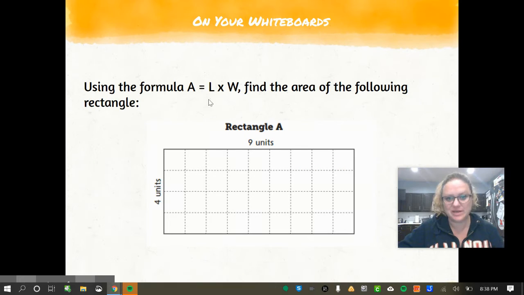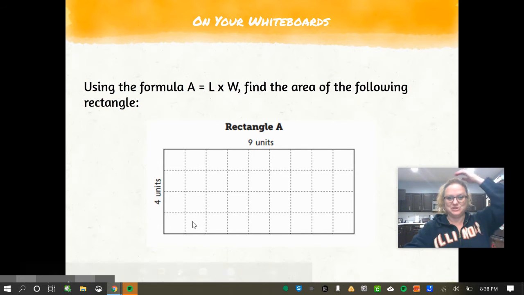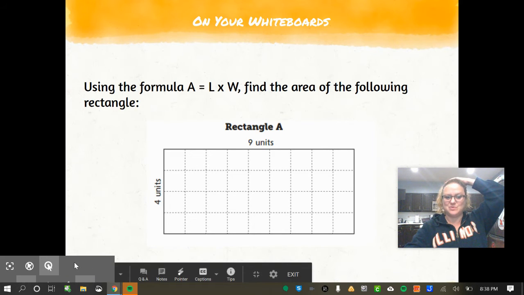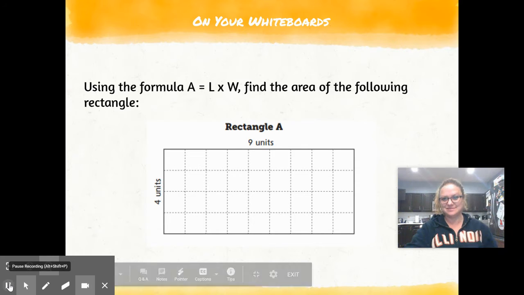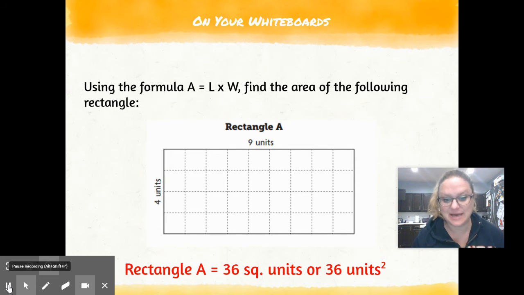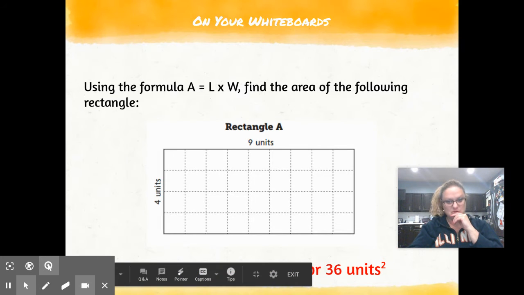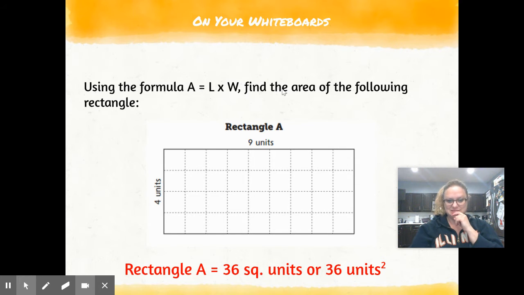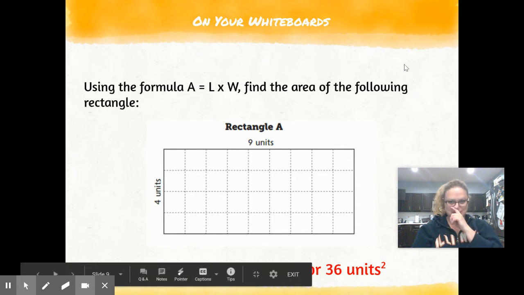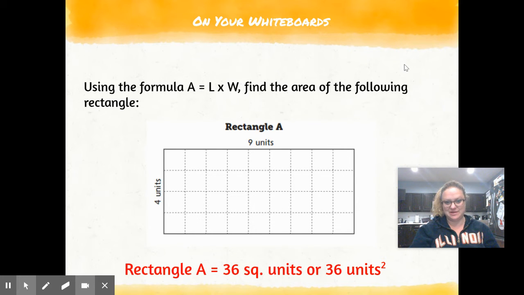Using the formula area equals length times width, or you can do base times height, find the area of this rectangle now. Pause and restart when you have an answer. Did you get that the area equals 36 square units or 36 units squared? You can write it this way, or you can also write it that way. Both ways are okay to write.